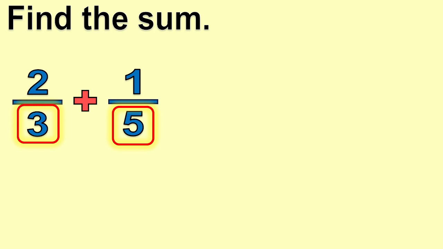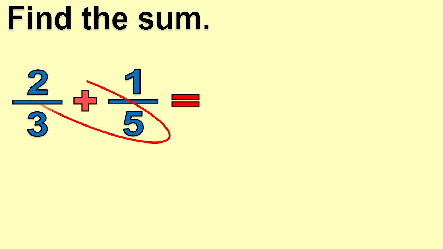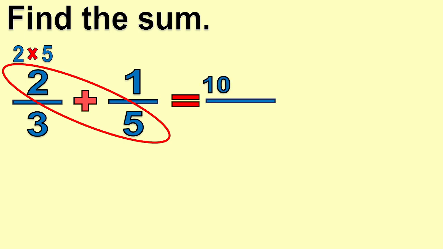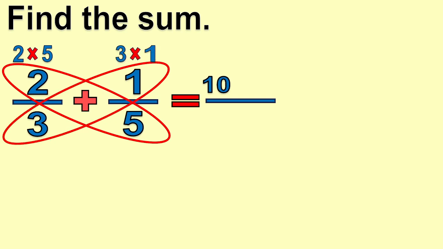First, multiply the numerators and the denominators diagonally. First, multiply 2 times 5. 2 times 5 equals 10. Next, multiply 3 times 1. 3 times 1 equals 3.